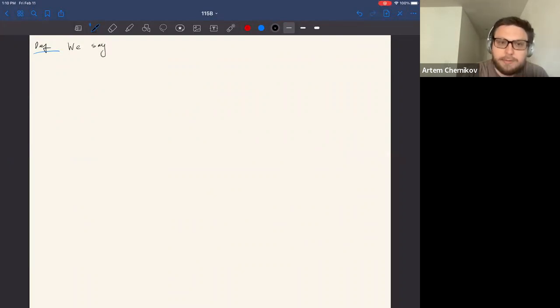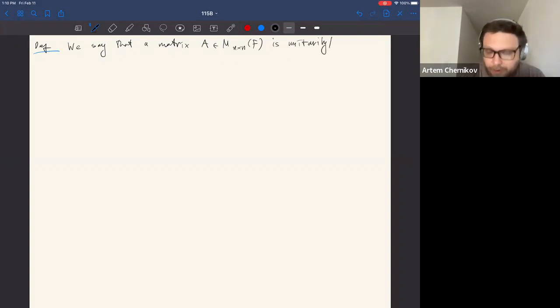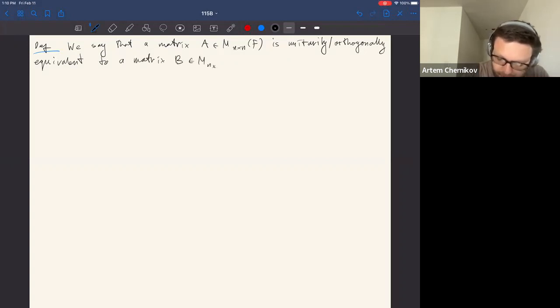So we will say that a matrix A, an n by n square matrix over F, is unitarily, respectively orthogonally, equivalent to another matrix, so to a matrix B of the same dimensions.